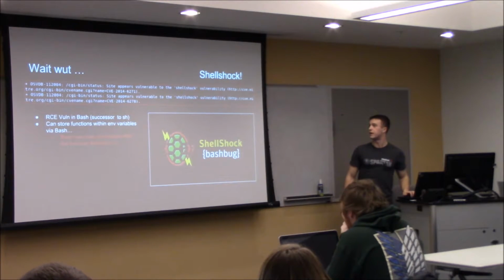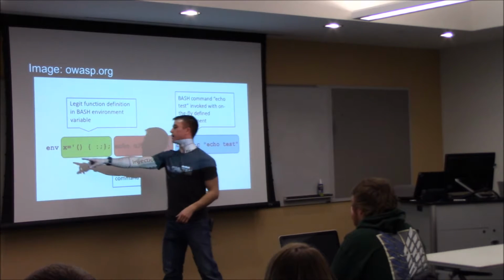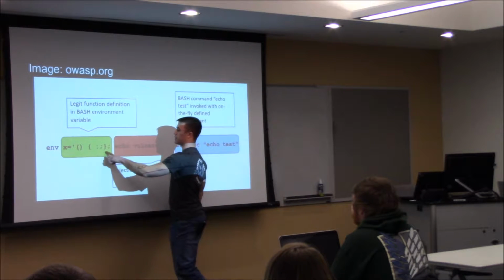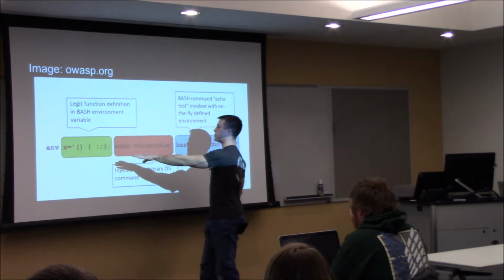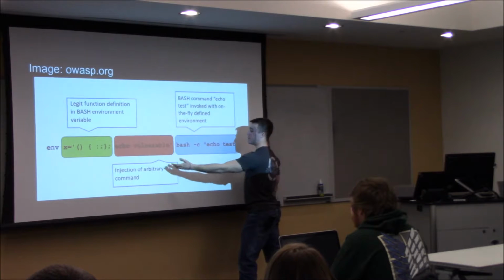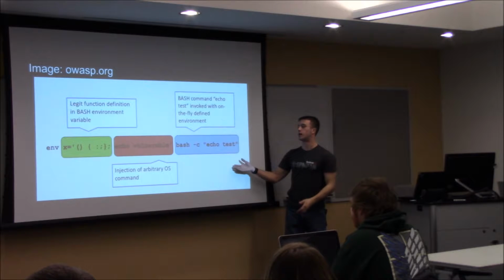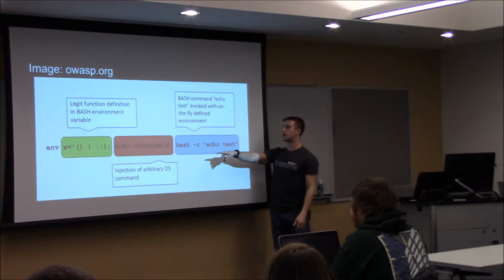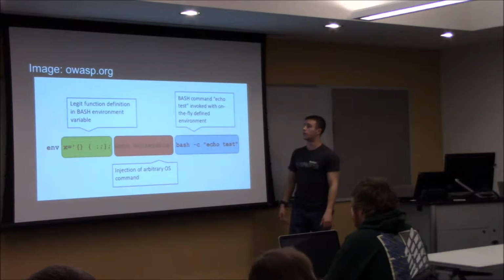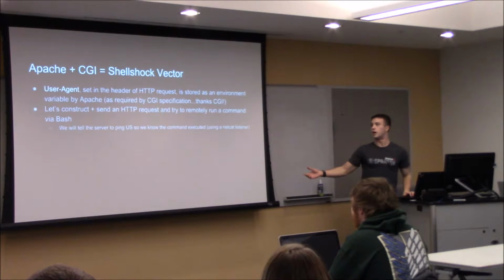So this next picture I have highlights that pretty well. It's from OWASP. Essentially here we're setting the environment variable, and here's our function. This is a valid function definition, one of the shortest you can do, just to demonstrate that. But after it, we have our remote code execution. All of this is getting executed as a valid command as it's being stored in the environment variable. As you can see, we're echoing test here, but the opportunities are pretty much endless for what you want to run. So how does this affect us?